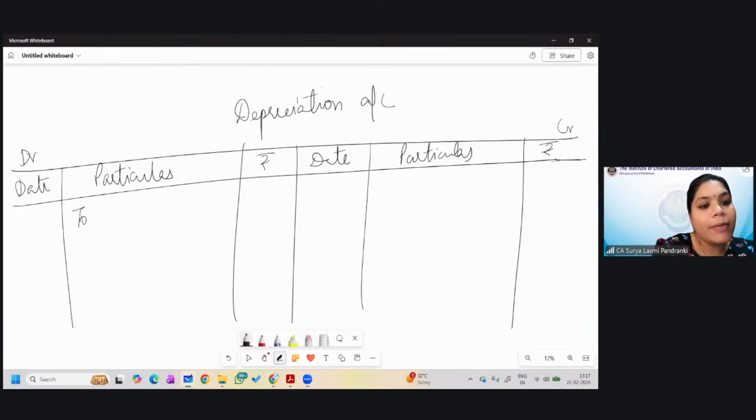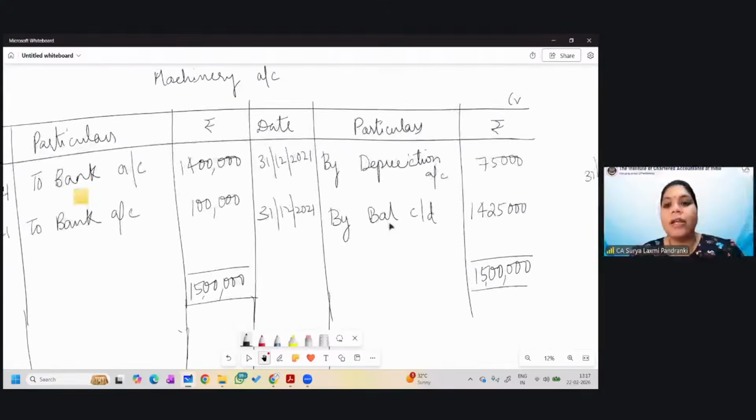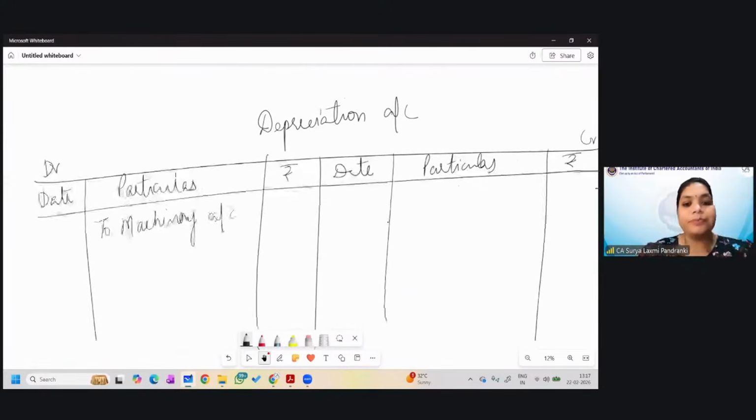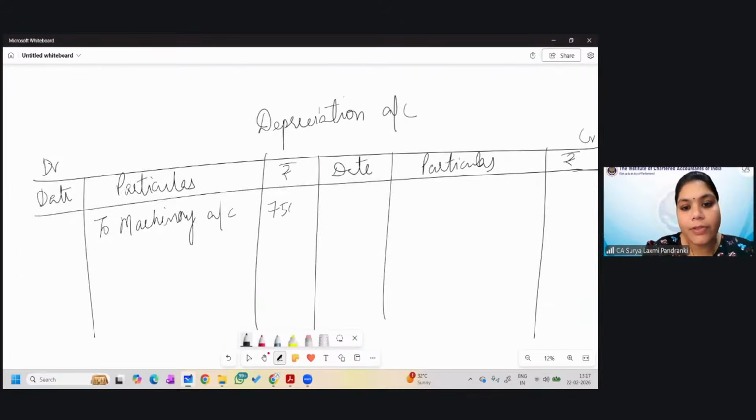What will we write on the debit side? To machinery account, right? Why? Because the journal entry here is depreciation account debit to machinery account. So in the depreciation account, it will be on the debit side. And in the machinery account, you have written it on the credit side. Right? We are done. Now, what is the value? 75,000. This will be on 31st December 2021.